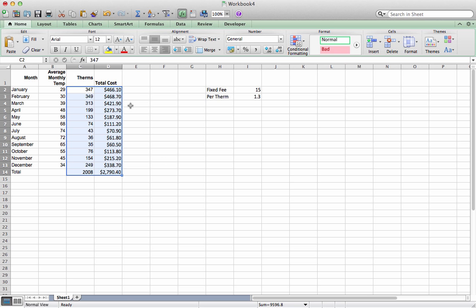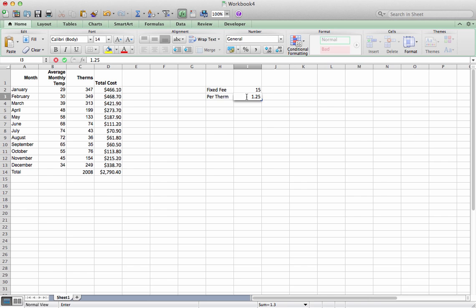Now, what's nice is that, let's say I were investigating, well, what would happen to my cost if the per therm went from $1.30 to $1.25, and my fixed fee went from 15 to 20. When I did that, all of these calculations changed here. My total changed. So if I wanted to explore the different possibilities or the different outcomes as these numbers change, all I have to do is change these numbers, and every single number that depends on them in the formula will change. And it makes it very easy for me to see what happens in what they call what-if scenarios. What if I change a certain number? Okay, so now another thing we want to do is, well, let's look at our average temperatures here.